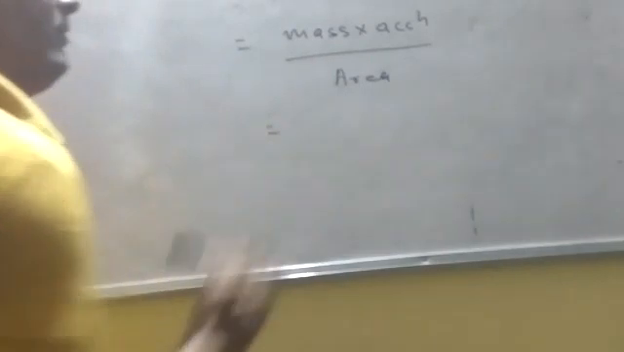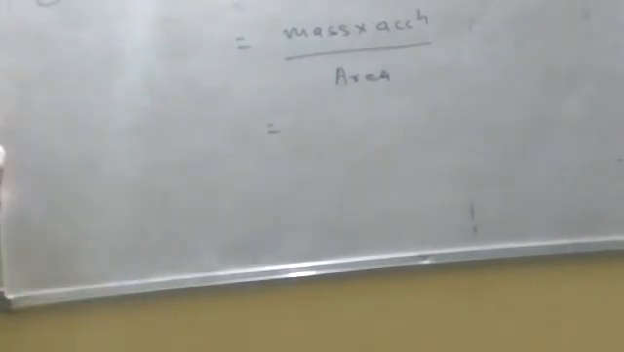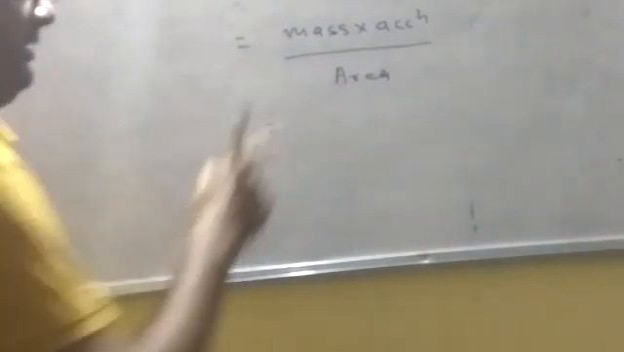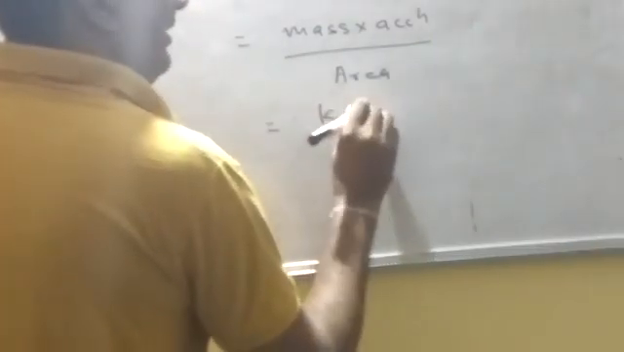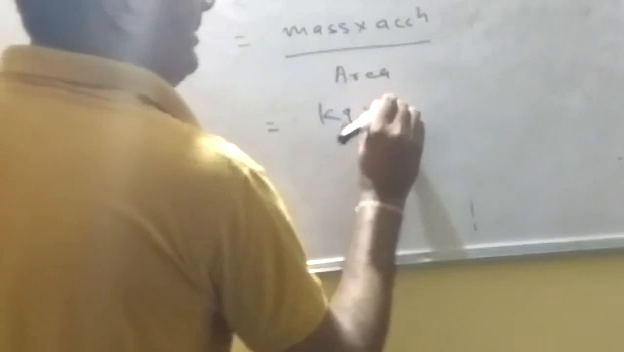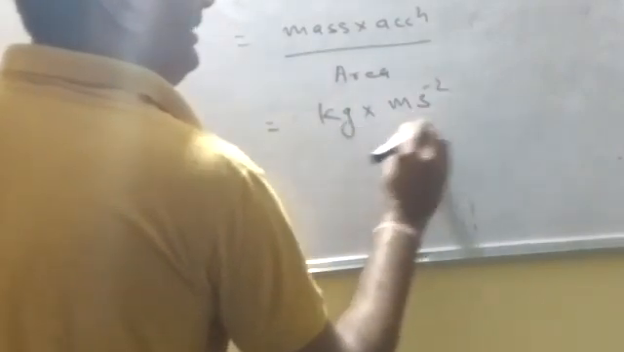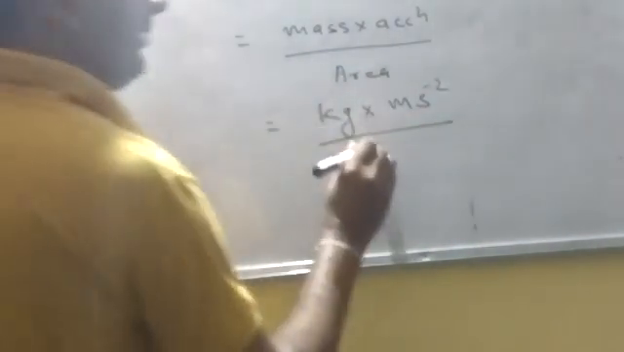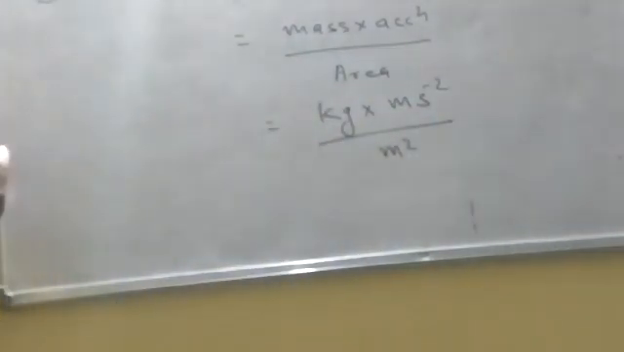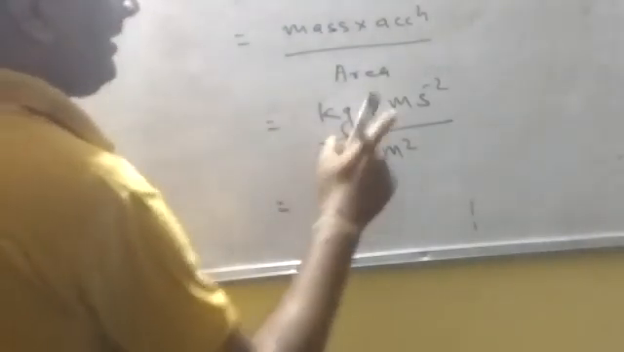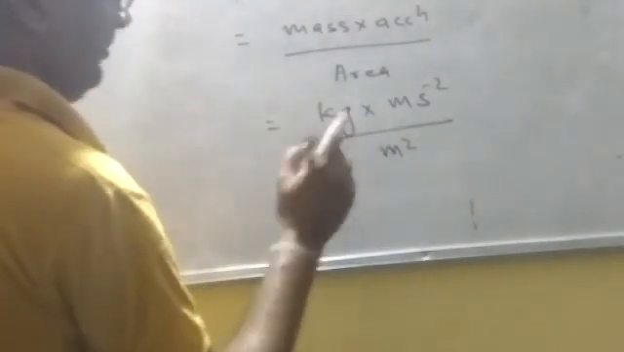Now we write down the units. What is the SI unit of mass? It is kg. What is the unit of acceleration? That is meter per second squared. We write it like this. Area, the measure, is always in meter squared. Length times breadth, like we take, is in meter squared. So this is meter, and this is meter squared.